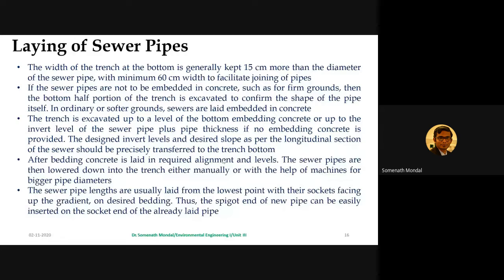for firm grounds, when you have native ground which is very, very firm, then the bottom half portion of the trench is excavated to conform to the shape of the pipe itself, or in other words, to provide a uniform support for the pipe. Now, in ordinary or softer grounds, pipes are always embedded in the concrete, but you may encounter ground which is firm enough to take the load of the pipe as well as the sewage which will be carried by those pipes.